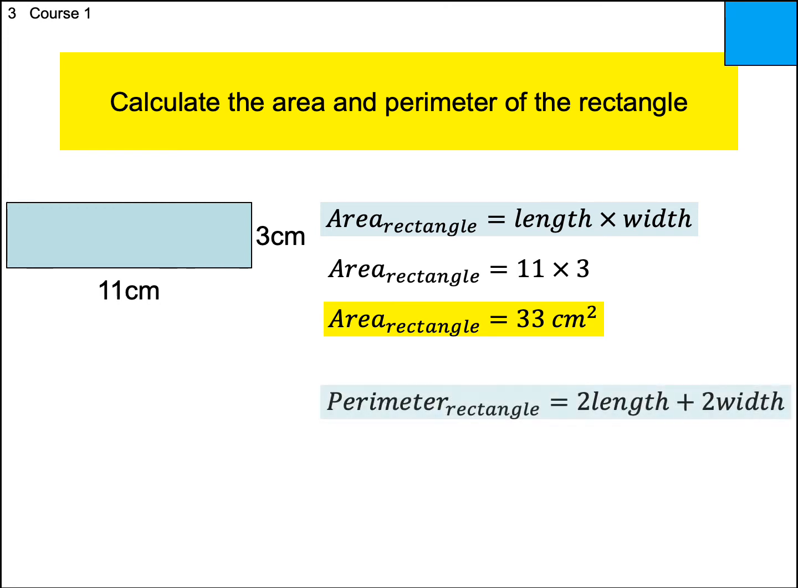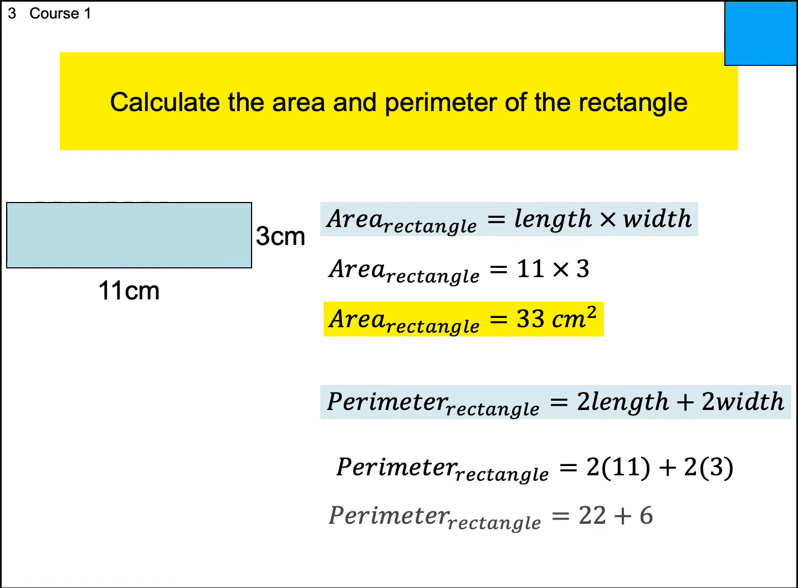Okay, let's do perimeter. Perimeter is 2 lengths and 2 widths. Well, the length right here is 11. The width is 3, so I need 2 11s and 2 3s. 2 11s would be 22. 2 3s would be 6. 6 plus 22 is 28. And remember, once again, units are not squared for perimeter, but they are for area.